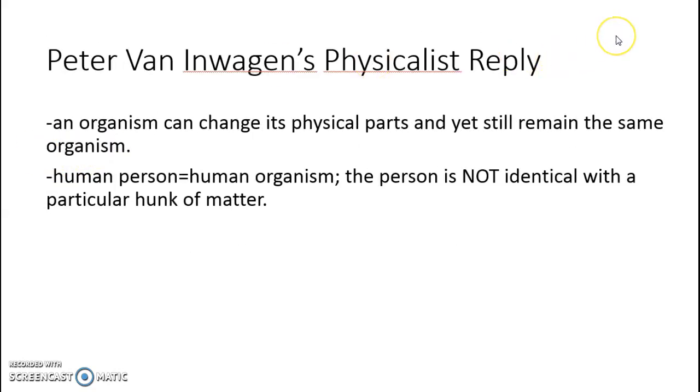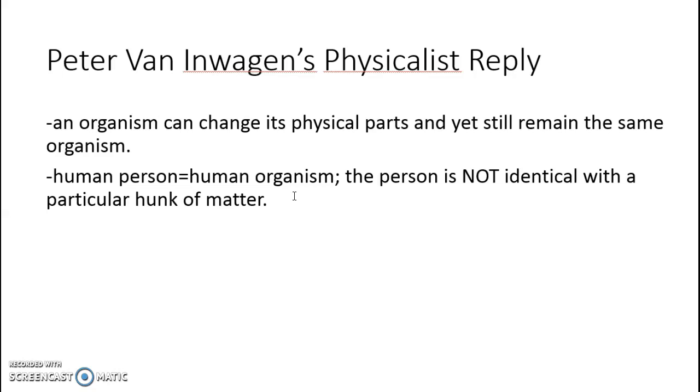And here's his idea. His idea is that people, human persons, are organisms. In other words, it's not really sufficient just to think of what a person is as a hunk of matter. Sure, organisms are composed exclusively of matter, but they're more than just these material chunks. An organism can change its physical parts and yet still remain the same organism. As long as the parts are all working together to accomplish the same purpose, sustain life, then it still counts as the same organism, says Van Inwagen.